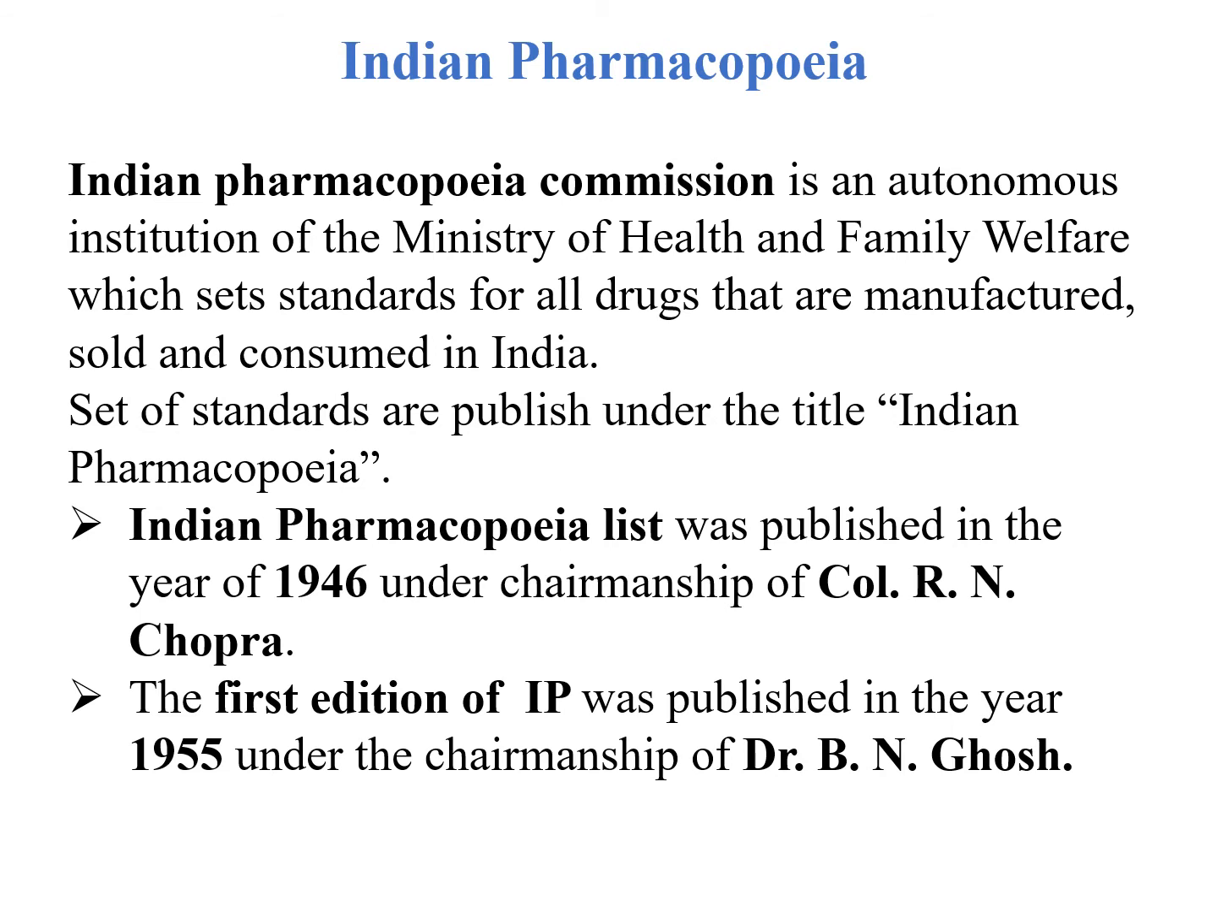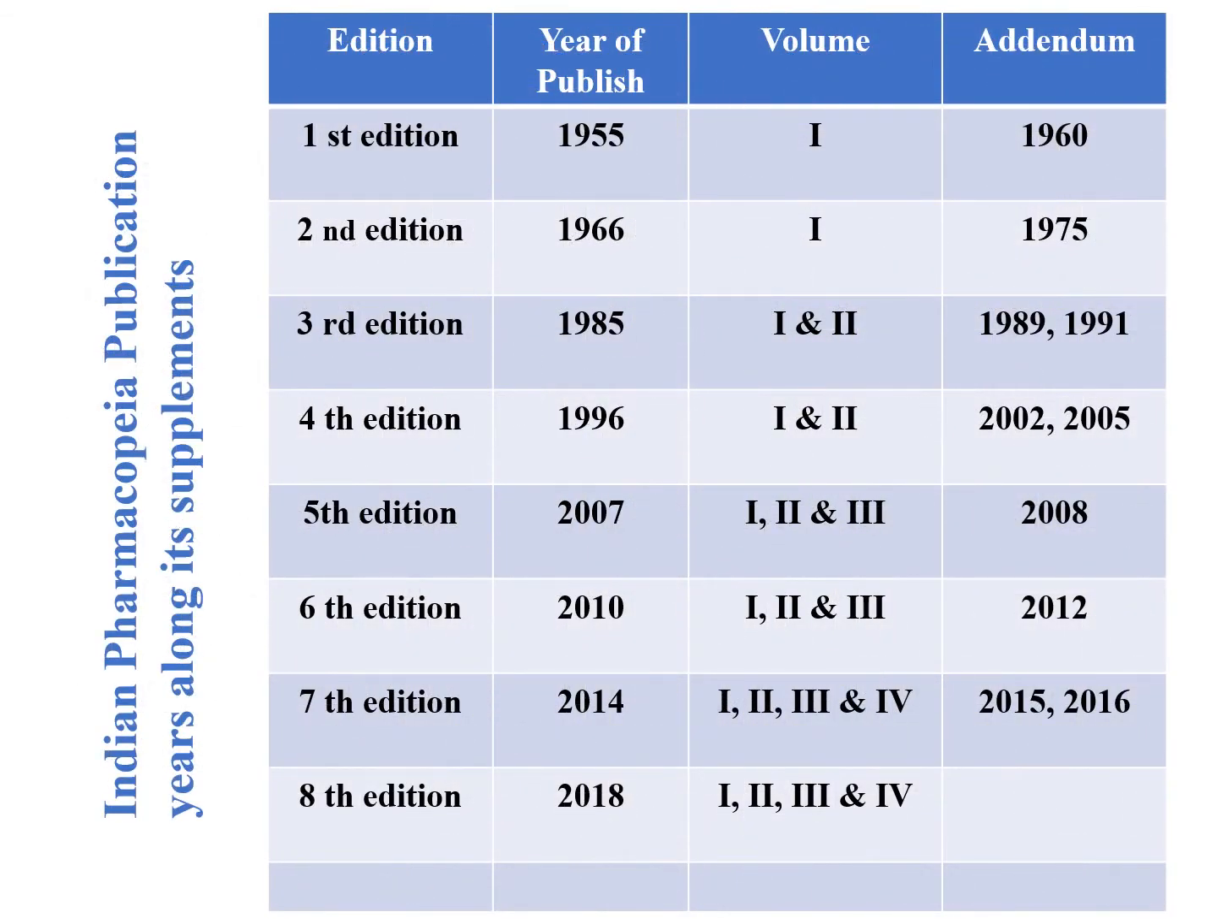But the first edition of the Indian Pharmacopoeia was published in 1955 under the chairmanship of Dr. B.N. Ghosh. So here are the different editions of the Indian Pharmacopoeia. The first edition is 1955 with one volume, and supplements were published in 1960. The second edition, after almost 11 years, was published in 1966, and amendments were added after almost 10 years, in 1975.